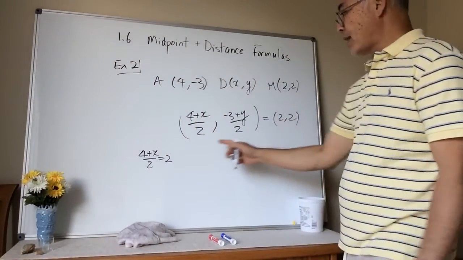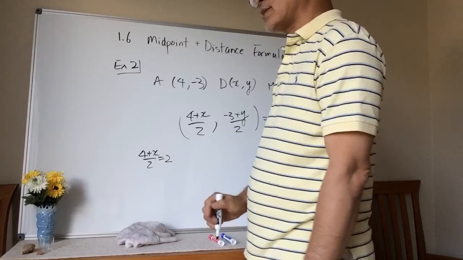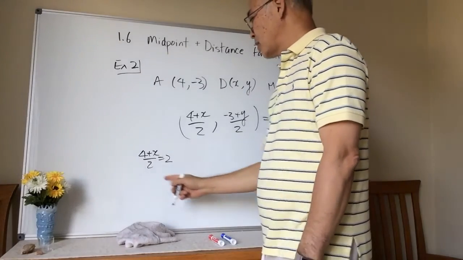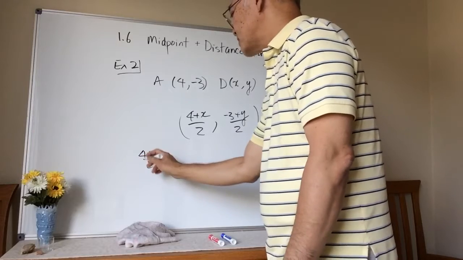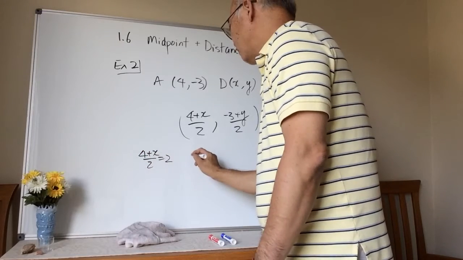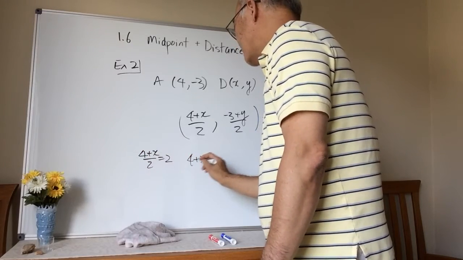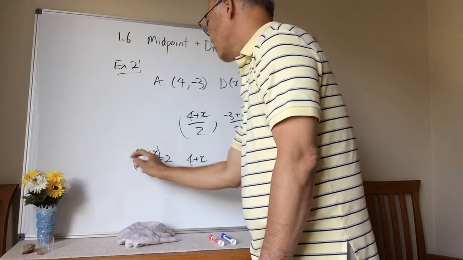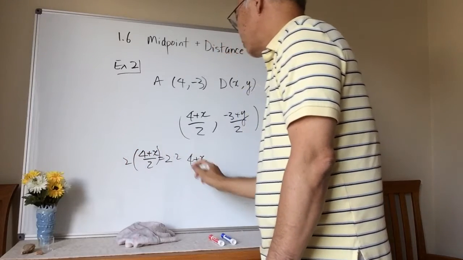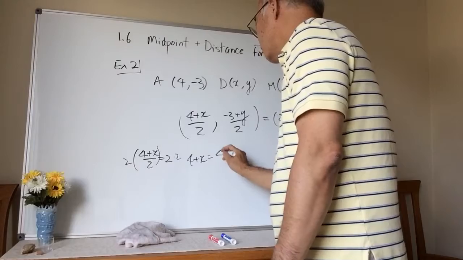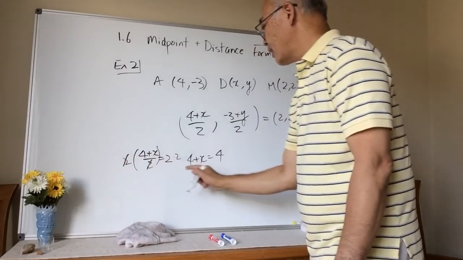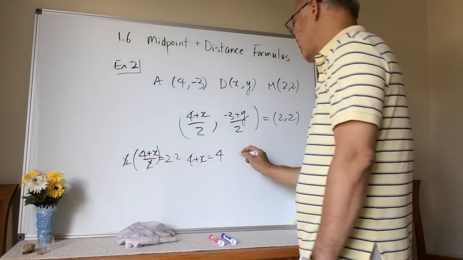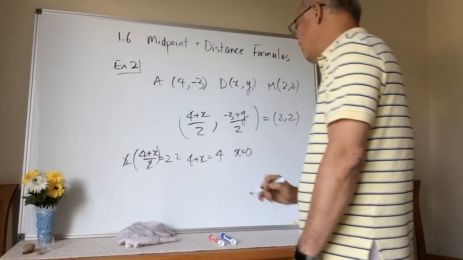Okay, so I have to solve that. Now I have to solve for x. I'm going to multiply 2 on both sides. So I'm going to get 4 plus x here, and I multiply the other side by 2 also, and that's going to be equal to 4, because these two canceled out. I have 4 plus x equal to 4, so x is going to be equal to 0.